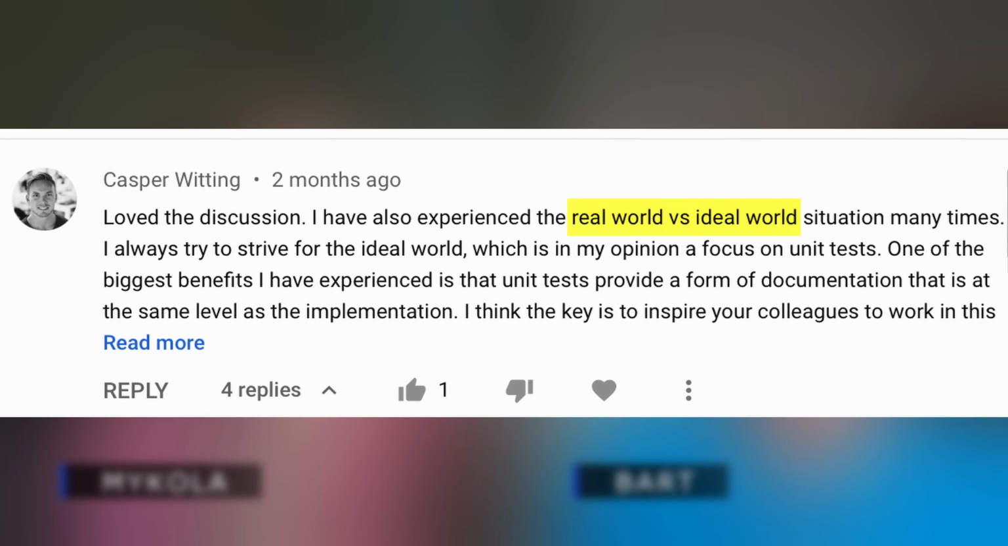He mentioned this problem of real world versus ideal world situations, where he always strives for the ideal world, which should be a focus on unit tests, in his opinion. And then he raises that unit tests document the behavior of units clearly. And then he also says that they have an inspiring effect for keeping that standard of quality for later colleagues.